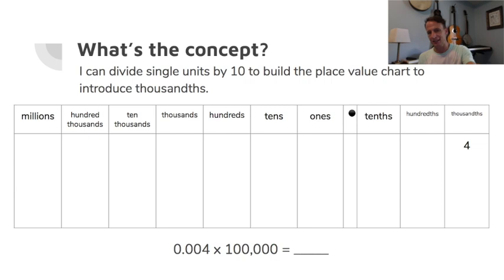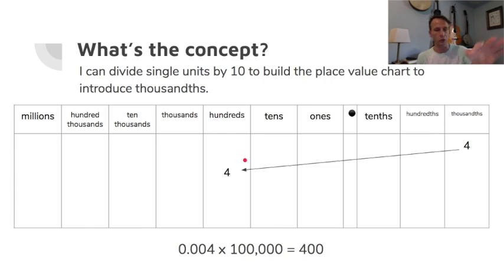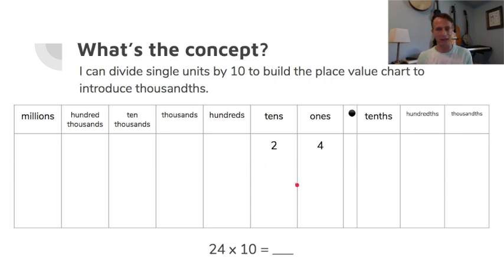Well, we can look at this to make sure we don't mess up and say, oh, there's 5 zeros in 100,000, we're going 5 places. We could also break that out as 10 times 10 times 10 times 10 times 10. Okay, 1, 2, 3, 4, 5, it lands in the hundreds place. So 4 thousandths times 100,000 is 400. Whoa, you're good. More math magic.